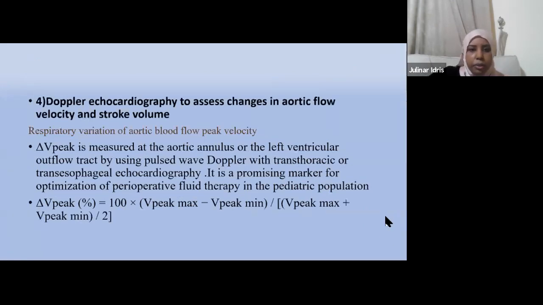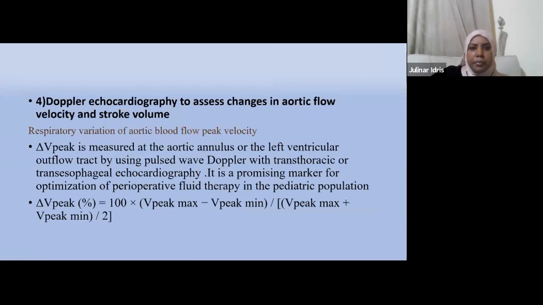Another tool to evaluate our hemodynamics was the Doppler echo to assess the change in aortic flow velocity and stroke volume. Here they are assessing the aortic blood flow peak velocity related to the respiratory cycle. It's usually measured in the aortic annulus or the left ventricle outflow tract by using pulse wave Doppler with transthoracic or transesophageal echo. It is a promising marker for optimizing preoperative fluid therapy in the pediatric population.